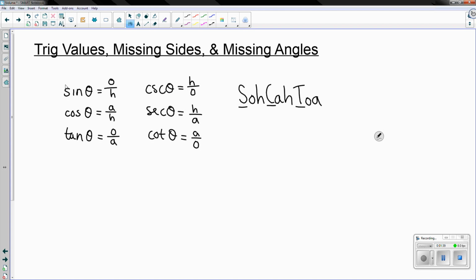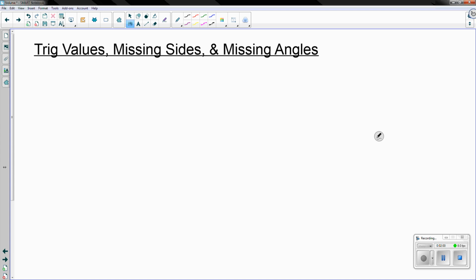The S, the C, and the T represent sine, cosine, and tangent. And then the 2 letters thereafter tell you the ratios of the side lengths for their definition. So opposite over hypotenuse, adjacent over hypotenuse, and opposite over adjacent. If you remember SOHCAHTOA, you know the trig definitions for those primary 3 that we are going to use. So now, what types of problems are we going to be looking at?